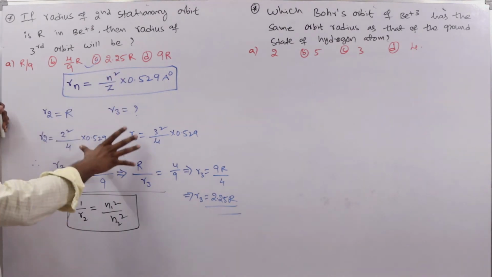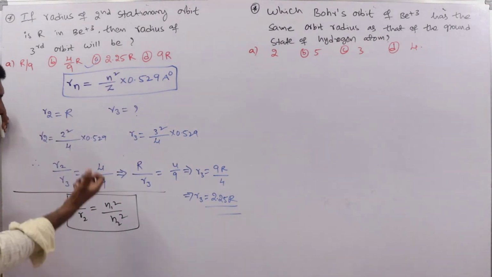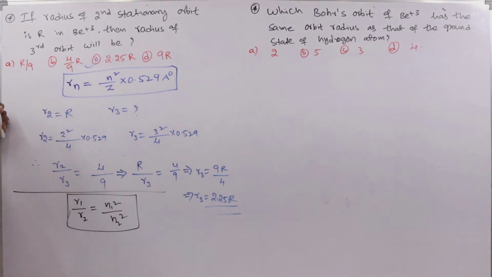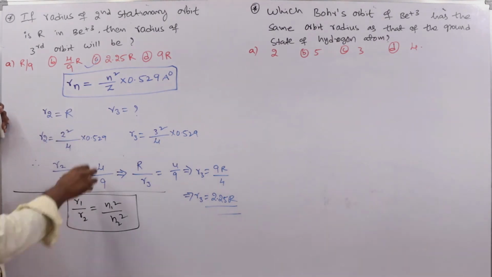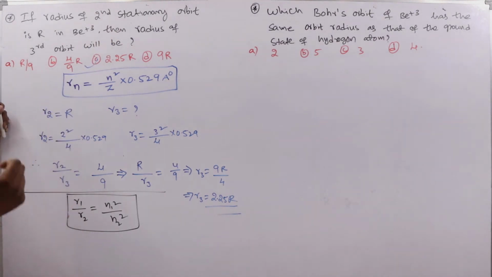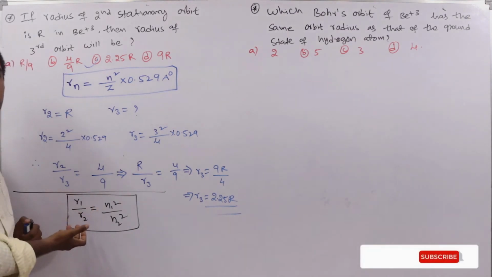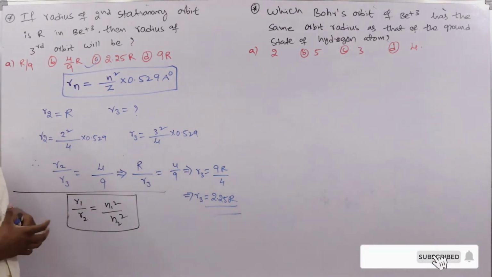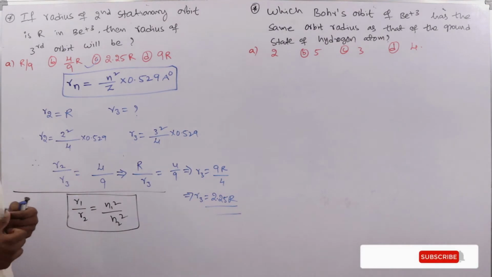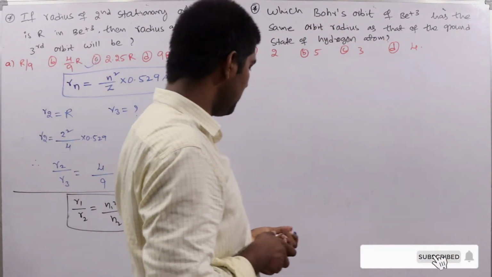Okay, you can use this one. After getting perfection, directly use this. It will save your time. When we have the condition of the same species and the radius of different orbits is asked, then we use this relation. Okay, very simple. Clear? Next, let us see another model.